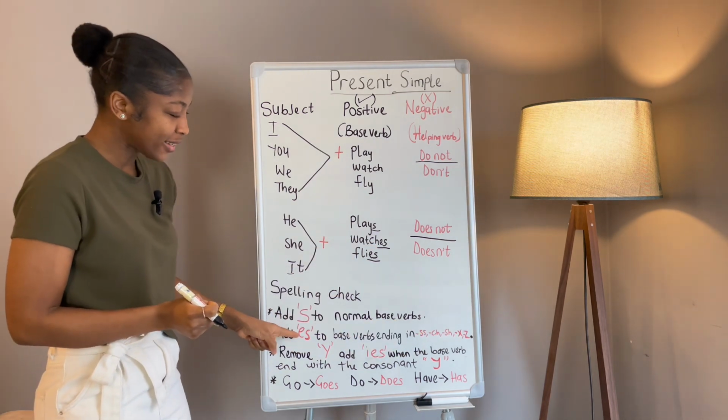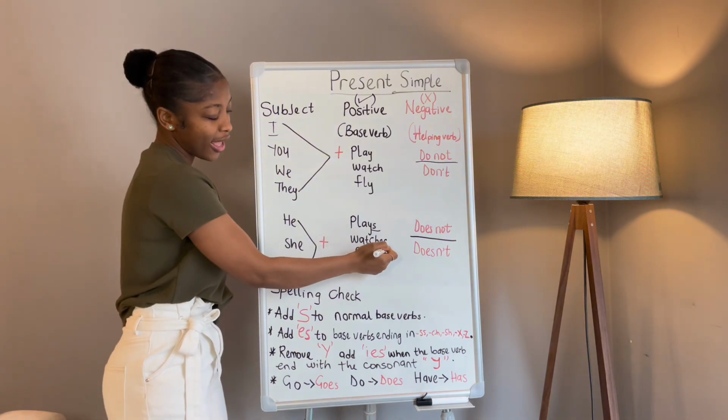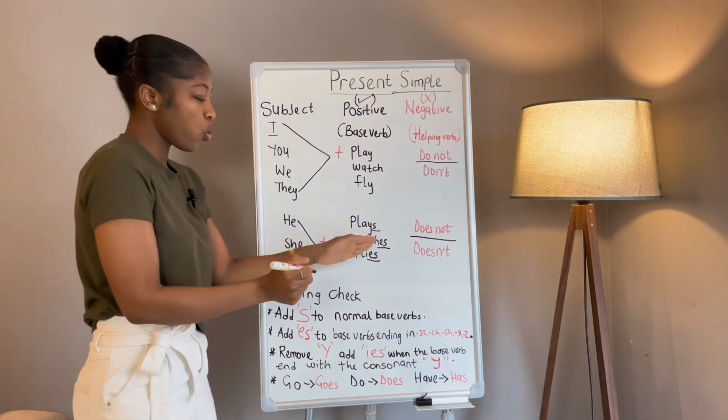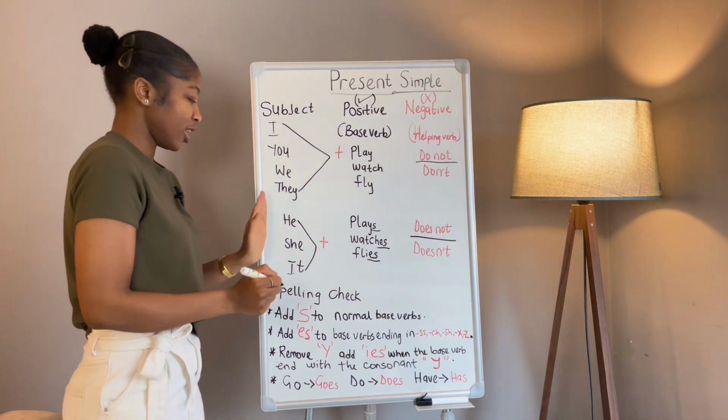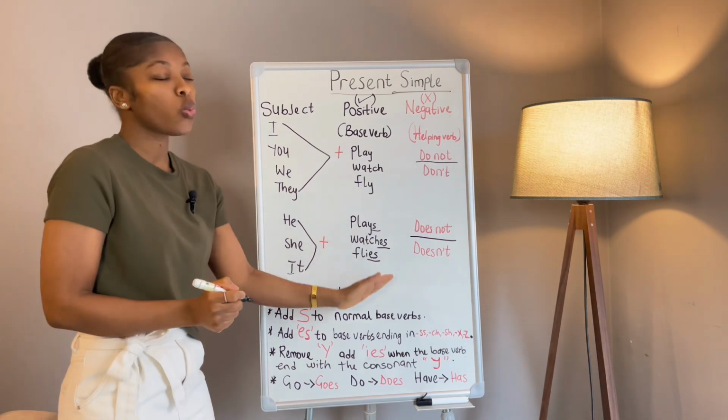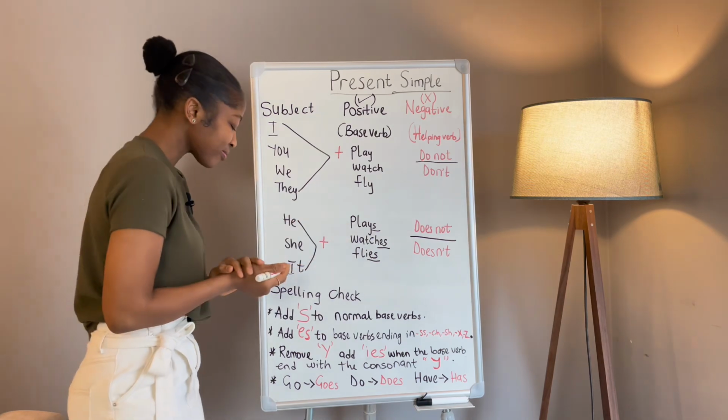And it says we need to add es. So in this case, I added es to the verb watch. So it becomes watches. She watches. He watches. It watches, if that's possible.